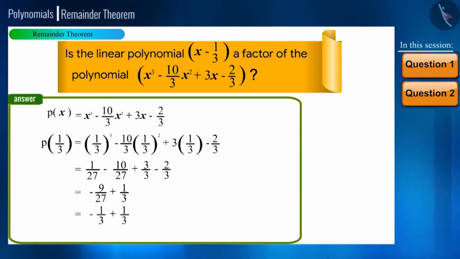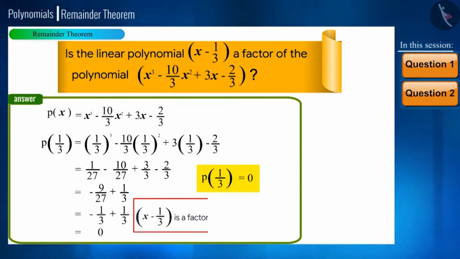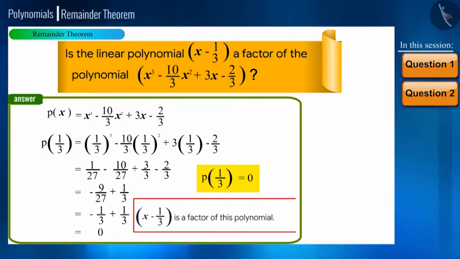We got p of 1 by 3 as 0. What does this mean? This means x minus 1 by 3 is a factor of the polynomial x cubed minus 10 by 3 x squared plus 3x minus 2 by 3.